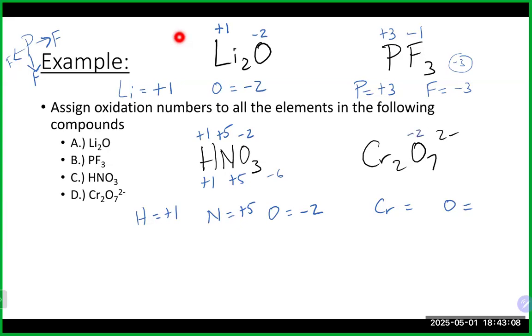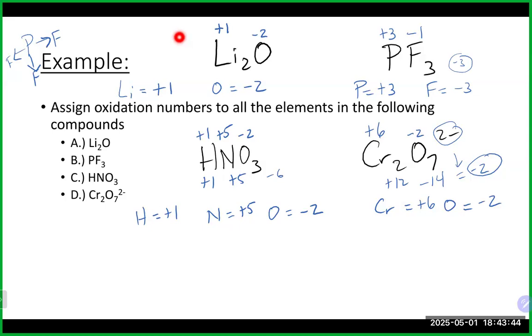All right, so -2 there on the oxygen. That's 7 of them. That's a 14 negative. Overall here, we do have a -2 charge, which is what everything should add up to. That means that each of my chromiums here needs to be +6 in this case, right? +6 times 2 is +12, +12 and -14 is a -2. That is a winner right there. That's a +6 for the chromium and a -2 for the oxidation state of oxygen.